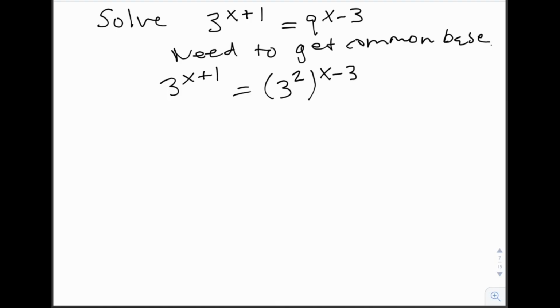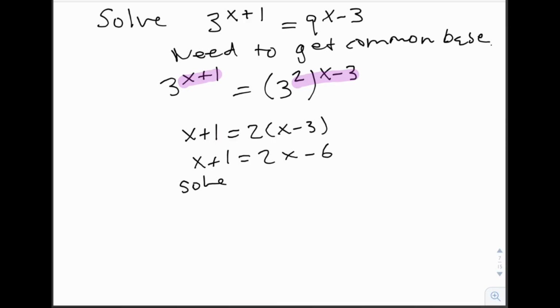Now, again, using that property B, what can we do? We can set our exponents of x plus 1 and then 2 times x minus 3 equal to each other. So that will give us x plus 1 is equal to 2 times x minus 3, or in other words, x plus 1 is equal to 2x minus 6. And all we need to do is solve for x now. So solve for x. What's that going to get us?